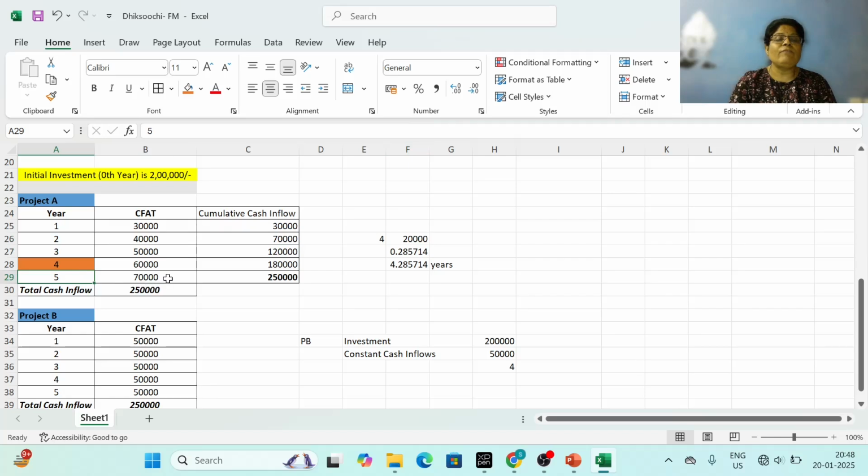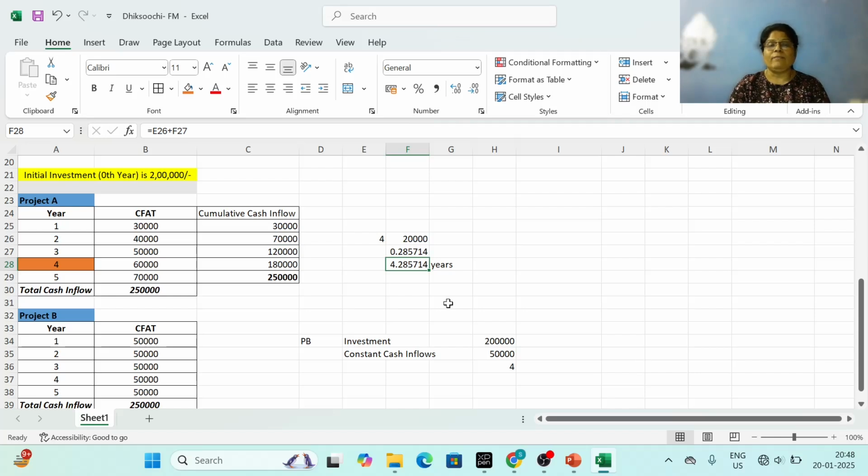But in the fifth year, it is going to generate 70,000 rupees. You're not waiting till the end of the year. That's the reason we divide this 20,000 by 70,000. That is the cash flow after tax of the next year. So it will give you some period. Now 4 years plus you are taking an additional 0.28 years. So your payback period for the project A is 4.28 years. Right?